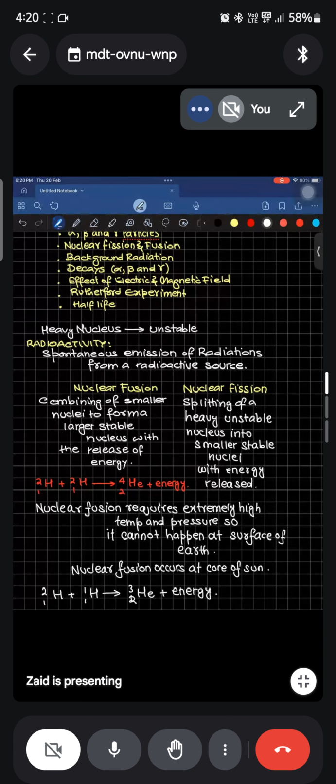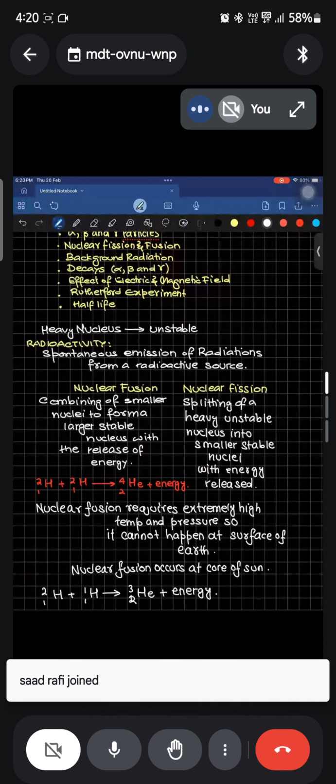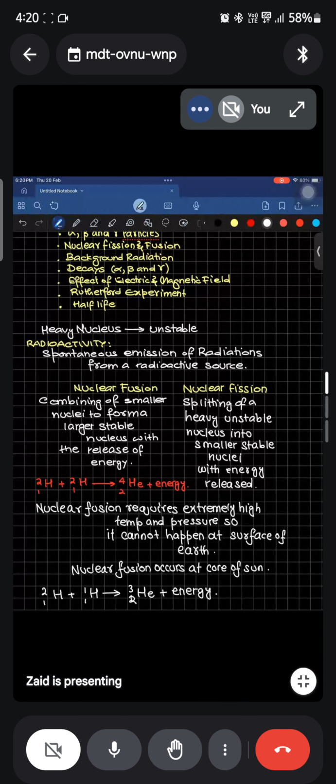Like from where this energy is coming? We are saying energy is released. How comes? So some of the mass of the reactants is converted into energy.